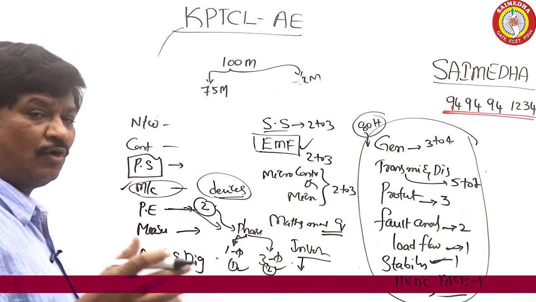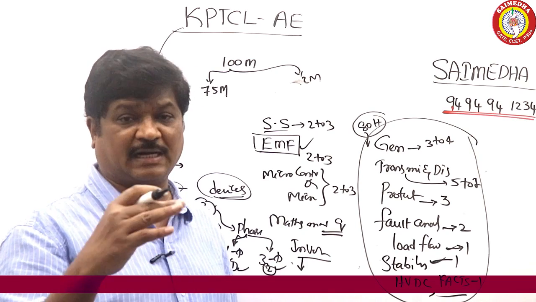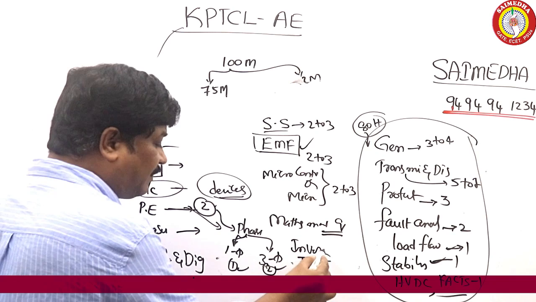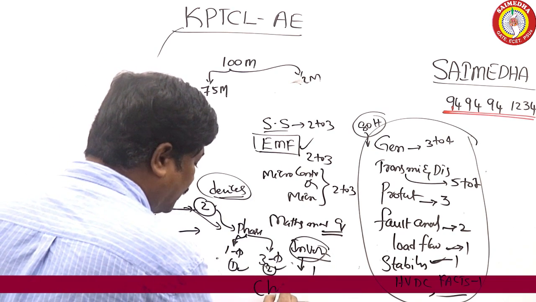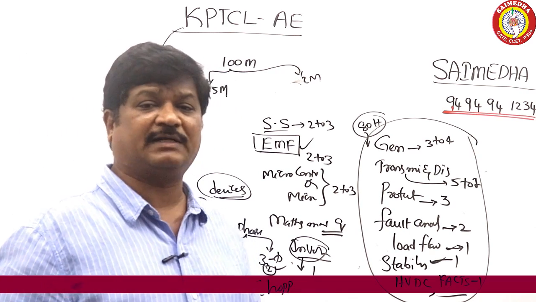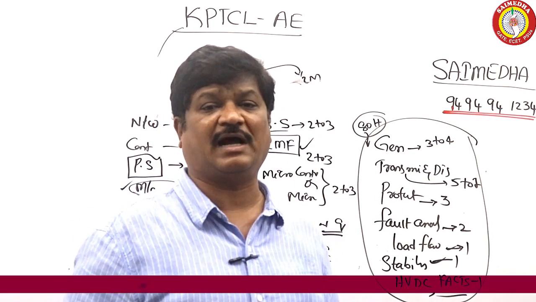180 degrees conduction mode, 120 degrees conduction mode, what harmonics are there, what harmonics are not there, and how the conduction angles work. Together, in the inverters we have 1 question. And from the choppers point of view: step down chopper, step up chopper, that is buck converter, boost converter, buck boost converter. Among those 3, they will ask you 1 question.